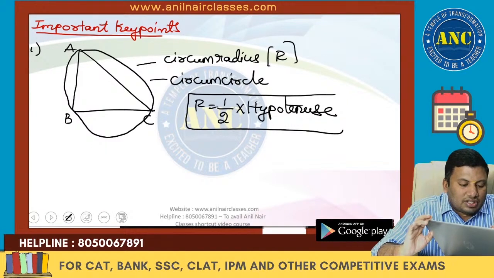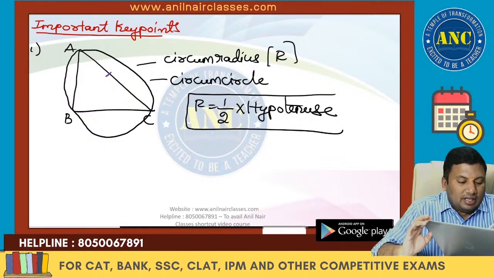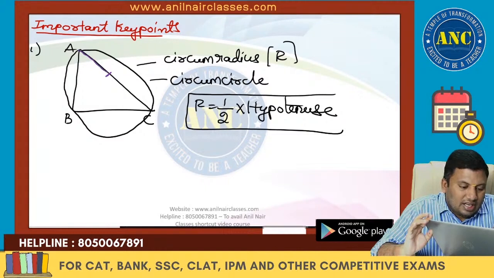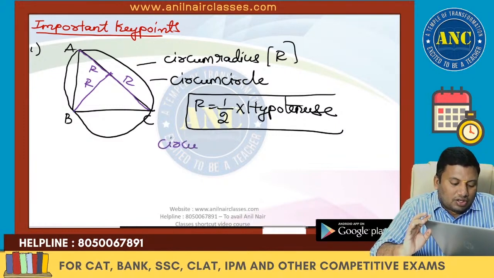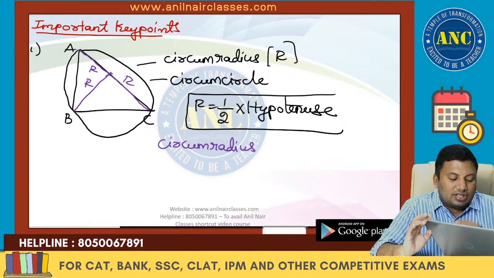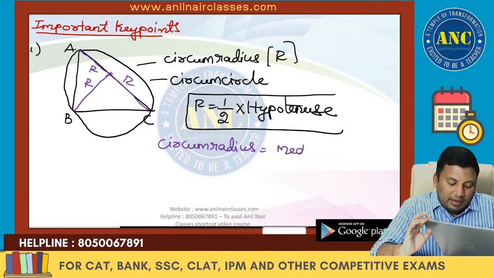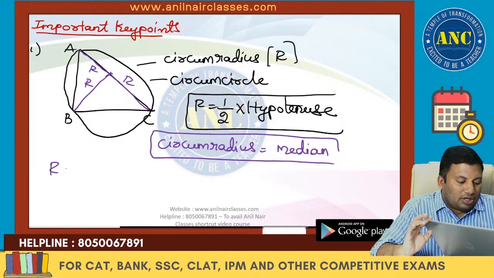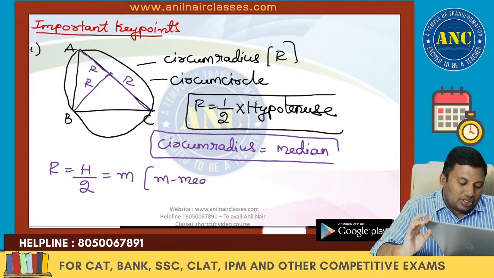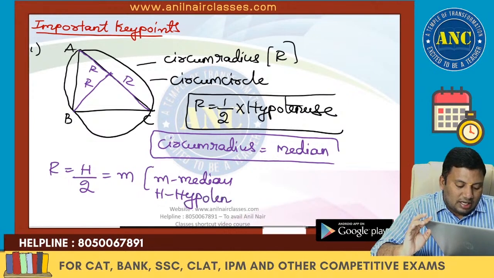A good number of questions are asked from this point. So D is the radius of the circle. The circumradius is also the median. Please make a note of it. R is h by 2, and R is also the median. M is the median, H is the hypotenuse. Why is the circumradius the median?